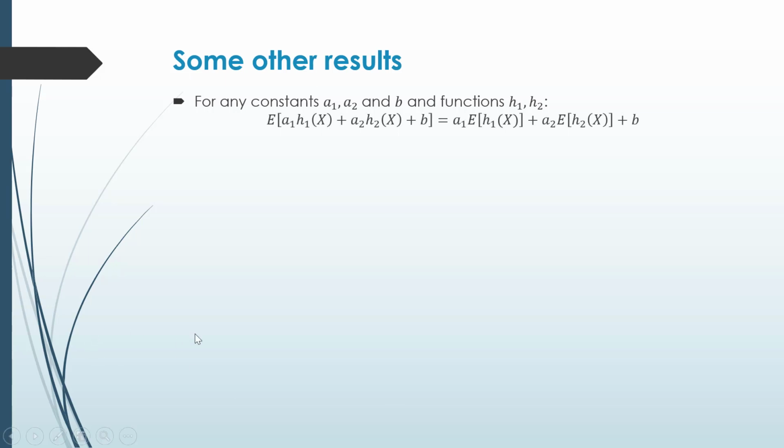We also have some other results. First of all, for any constants a1, a2, and b, and functions x1, x2, we have the expected value of this combination, a1 x1 of x plus a2 x2 of x plus b, is a1 E of x1 of x plus a2 E of x2 of x plus b. And if a and b are two constants, we have the variance of ax plus b is a squared variance of x.